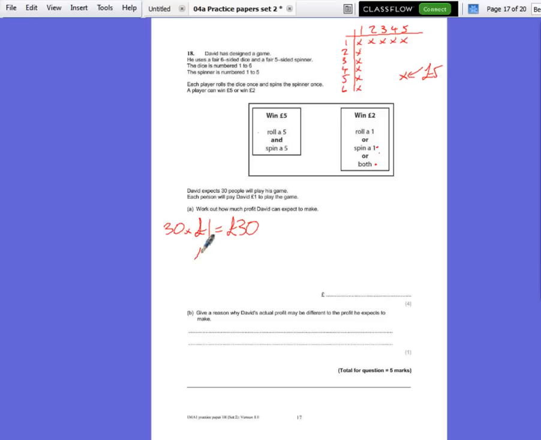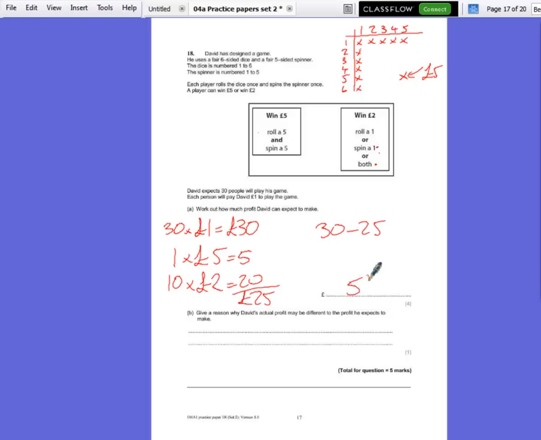So we've got one way of winning a fiver, and we've got 10 ways of winning £2. So that's a fiver, and that's £20. So altogether, it's going to pay out £25. So £30 take away £25 is a £5 profit.